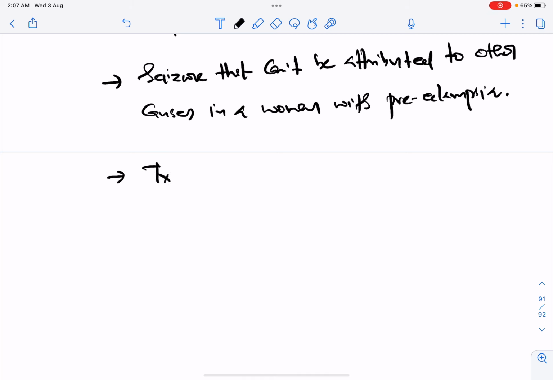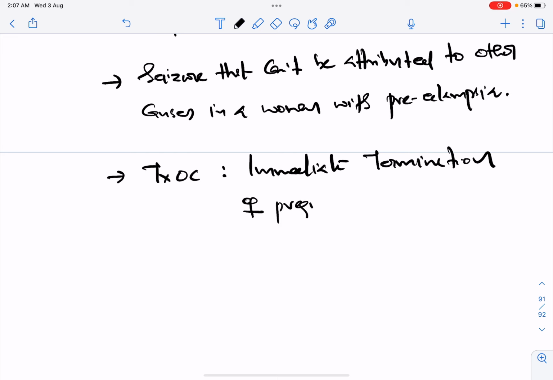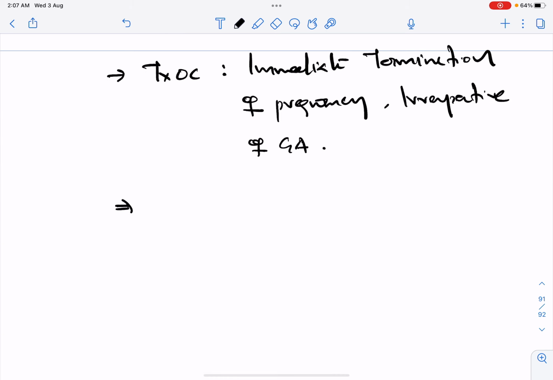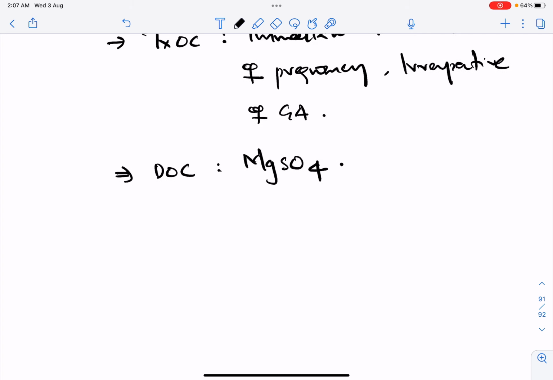The treatment of choice in eclampsia is not magnesium sulfate. Magnesium sulfate is the drug of choice, but the treatment of choice is immediate termination of pregnancy, irrespective of gestational age. But the drug of choice is MgSO4, magnesium sulfate.